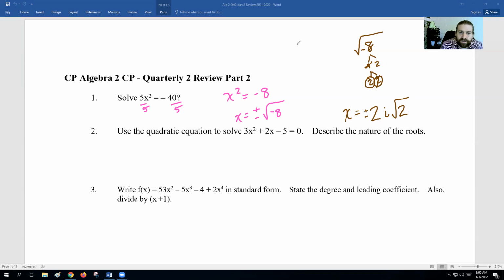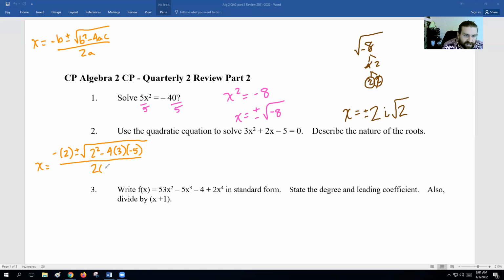All right, next. We use the quadratic equation to solve this and describe the nature of its roots. So the quadratic formula, if you don't know it, is x equals negative b plus or minus the square root of b squared minus 4ac, all over 2a. So we have negative b is negative 2, plus or minus the square root of 2 squared minus 4 times a, which is 3, c is negative 5, and then over 2 times a, which is 3.